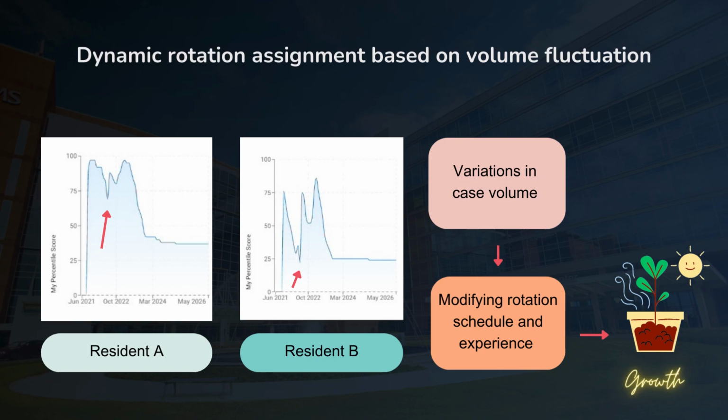We've assigned rotations dynamically on the basis of unanticipated variations in case volume, for example, during the COVID-19 pandemic. If you look at resident A versus resident B, although resident B has an overall fewer number of cases, both residents experienced a dip in case volume in October of 2022. Now, this sort of difference in case volume has helped us modify rotation schedules to assist the underexposed resident.